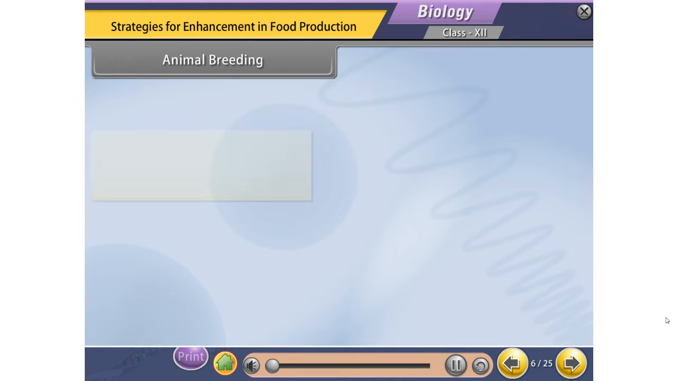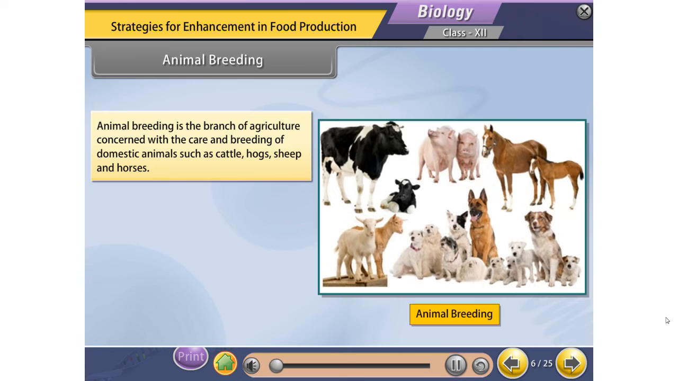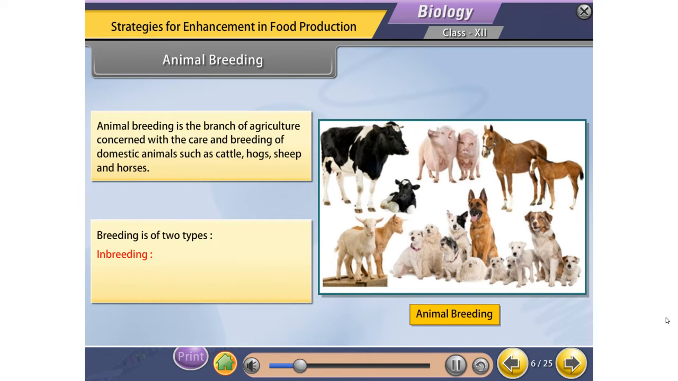Animal breeding. Animal breeding is the branch of agriculture concerned with the care and breeding of domestic animals such as cattle, hogs, sheep and horses. Breeding is of two types. Inbreeding. It refers to the mating of more closely related individuals within the same breed.